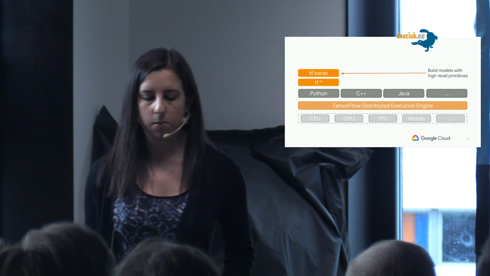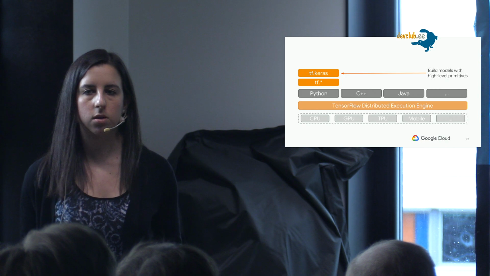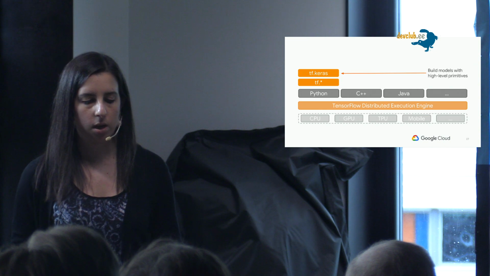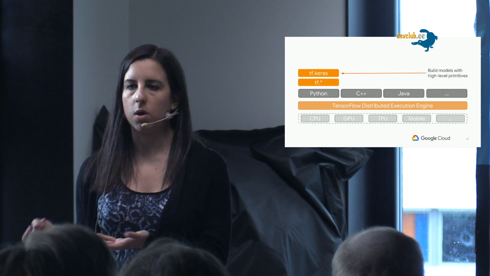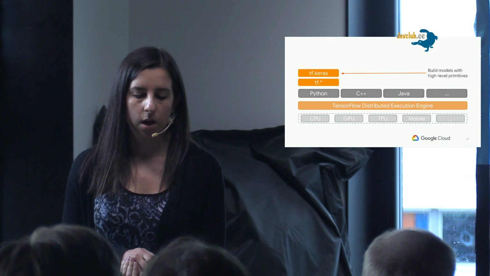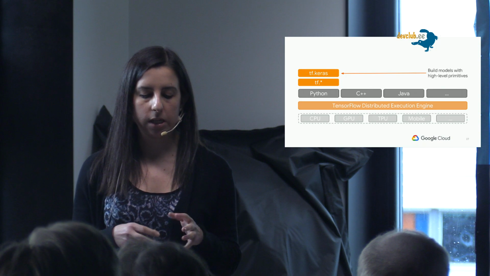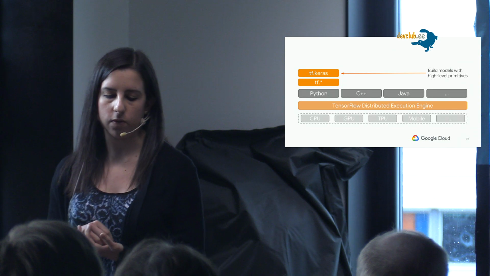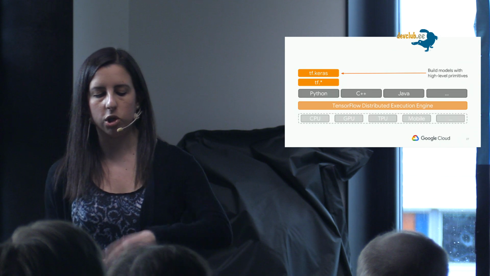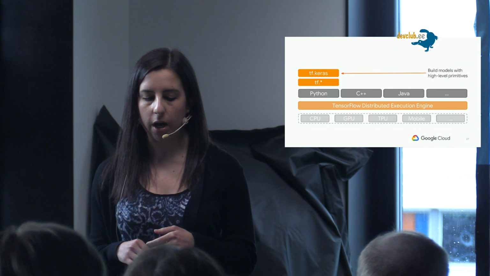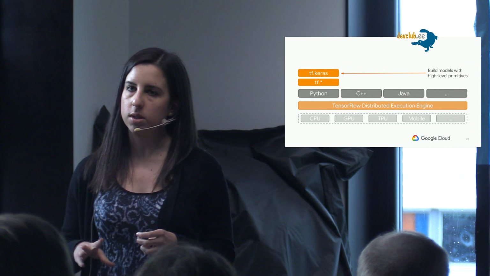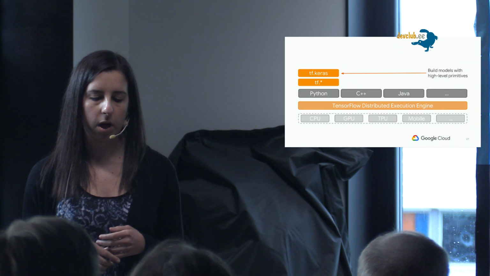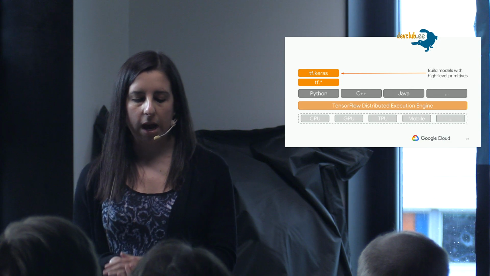One of the higher level APIs is called Keras. Keras is an open source project created by someone named Francois Chollet, who now works at Google. And TensorFlow contains an entire implementation of the Keras API as part of TensorFlow core. Both of the demos that I'm going to show today use the Keras API. It's really easy to use syntax for defining the different layers of your model. It lets you build models with high-level primitives.